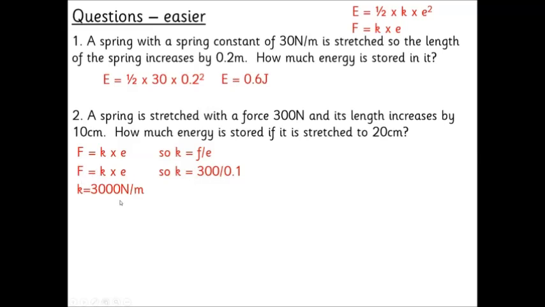Now we've got a value for k, we can use our half k e squared. So let's plug the numbers in. Half times 3,000, which is k we've just worked out, multiplied by the extension of 20 centimeters converted to meters, which is 0.2, and I square it. If I put all that in my calculator, I get an answer of 60 joules. Again, while you're watching this, if you can, please try and check and use your own calculator.